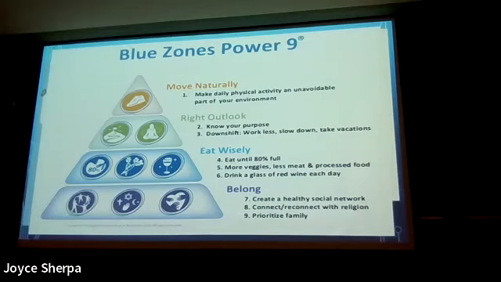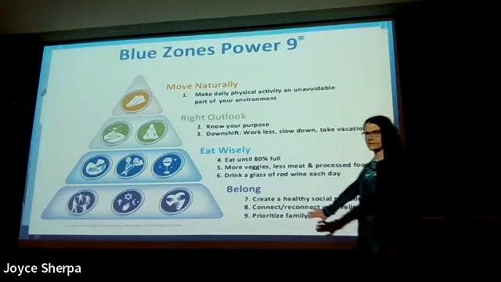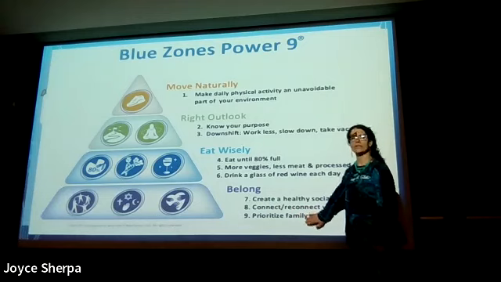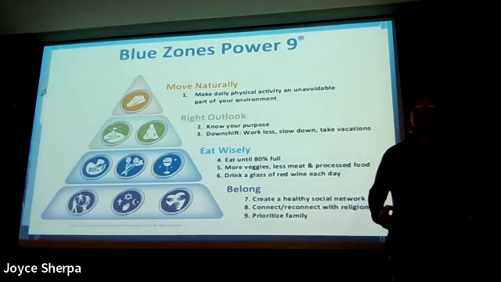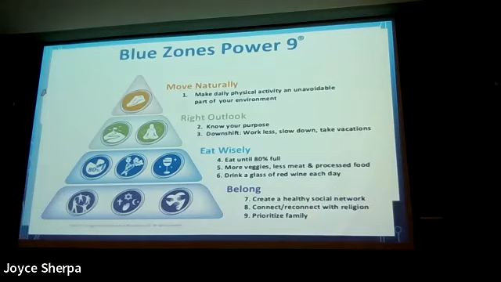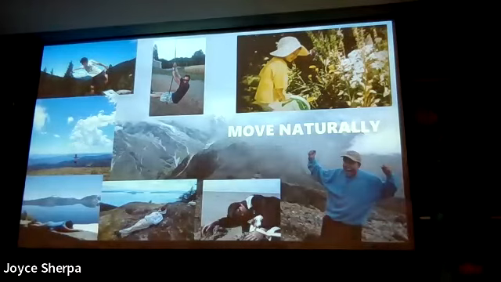The cornerstone is belonging, having a healthy social network, even if it's just one other person, but having that safe place, that social group, connecting with religion, and not being afraid of that. And number 9 right there, which would be the very base, is prioritizing family. But we're going to walk through them.